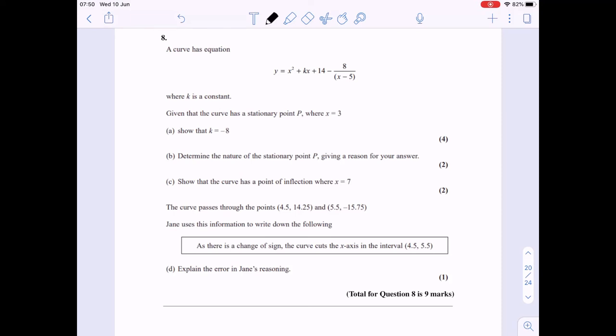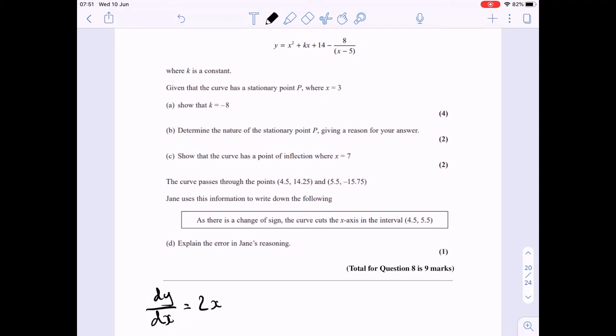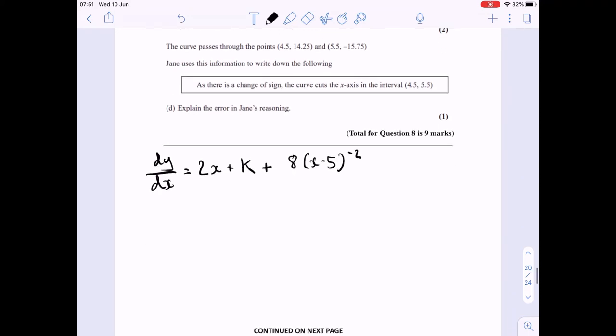Right, question 8. Given that this curve has a stationary point at P where x is 3, show that k is minus 8. So stationary points are all about differentiation, so we're looking at dy by dx. So dy by dx in this case is going to be 2x plus k. The 14 will just disappear, and this I can rewrite as 8 times x minus 5 to the minus 1. So times by the power becomes plus, and take away 1 from the power. So this is going to be 8x minus 5 to the minus 2. Or, if we wanted to write it out as a whole, plus k plus 8 over x minus 5 squared.